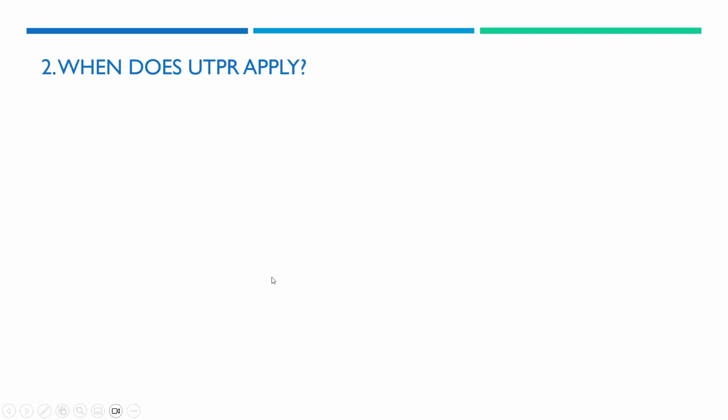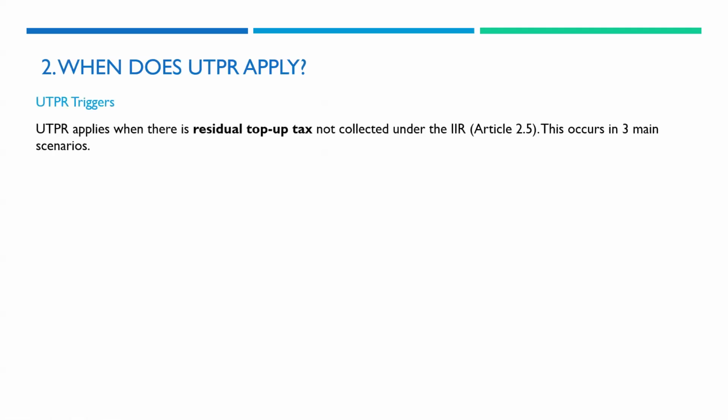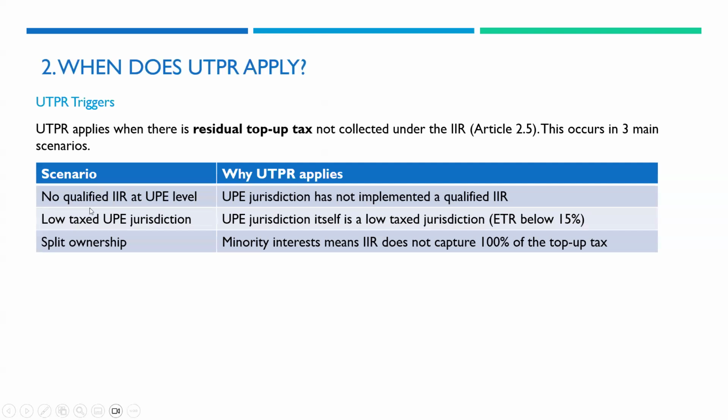Okay, so when does UTPR apply? UTPR applies when there is a residual top-up tax not collected under IIR, correct? So if it is not a 100% subsidiary or a constituent entity where the parent entity owns 100% of the ownership interest, then of course there would be a residual top-up tax, right? So there are three instances when UTPR would trigger, or when there would be a residual top-up tax. When are those? When there is no qualified IIR at UPE level. So if the UPE does not have a qualified IIR, then there won't be any IIR. Of course, it will go to the IP.